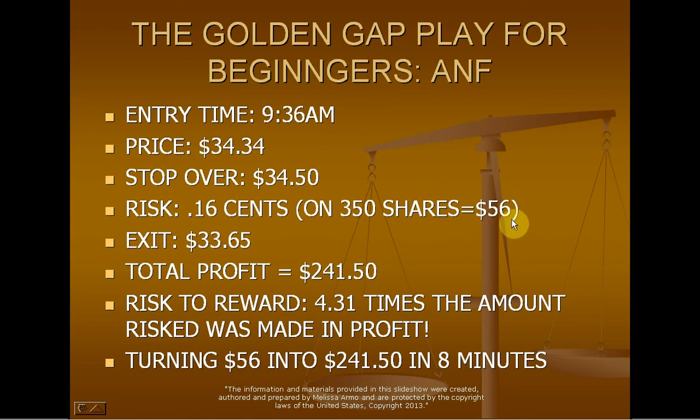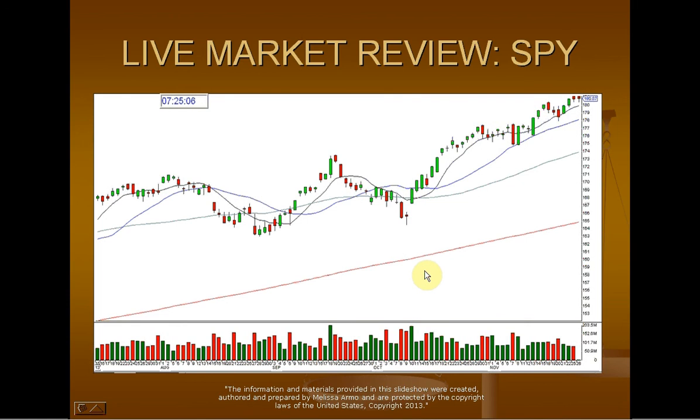Anyone that's trading the market can risk $56. This is a very nice trade for this amount of money. And you can turn $56 into $241 in 8 minutes. So, you know, you get to a point where you can trade and do this over and over and over again. Then you're upping it to the point you can take the advanced risk. You got to start from somewhere and you have to learn how to trade and read trends right.